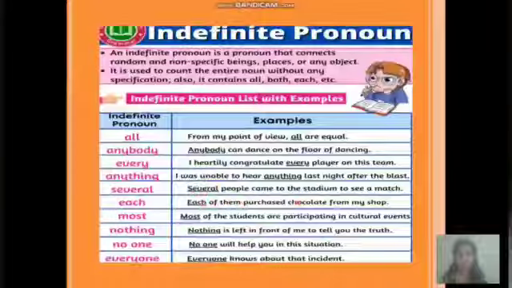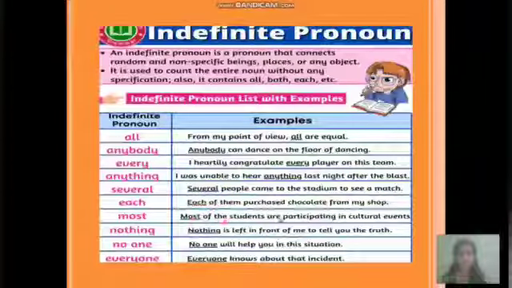Each of them purchased chocolate from my shop. So many of them have come to my shop, and each and every one of them has purchased chocolates from my shop. So again, I'm not specific about whom I'm talking. So each is the indefinite pronoun here.